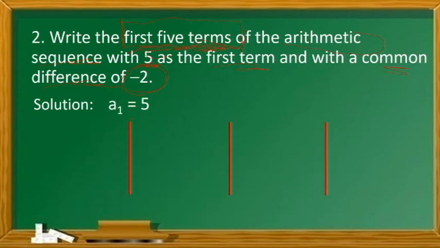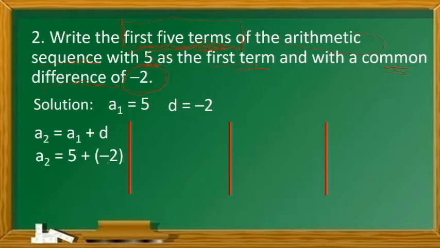Okay, so we have a sub 1 is equal to 5, or the first term, and d is equal to negative 2. Take note that to find the next term of a given arithmetic sequence, we just add the common difference. So to find the second term, or a sub 2, we have a sub 2 is equal to a sub 1 plus d, and a sub 2 is equal to 5 plus negative 2. Take note, the common difference is negative 2. What we need to do is just add it to the preceding term to get the next term.